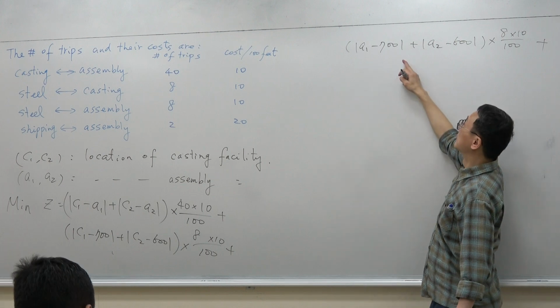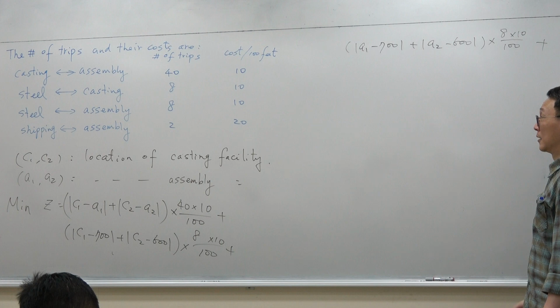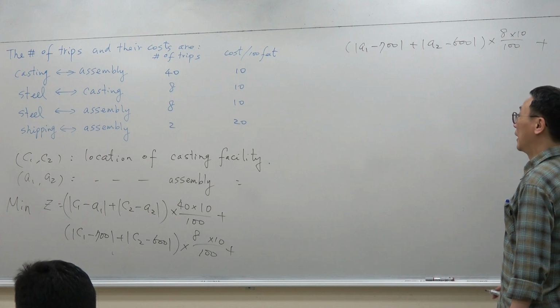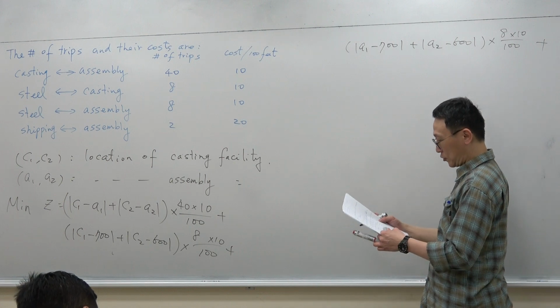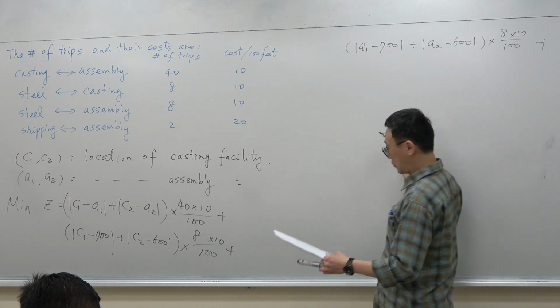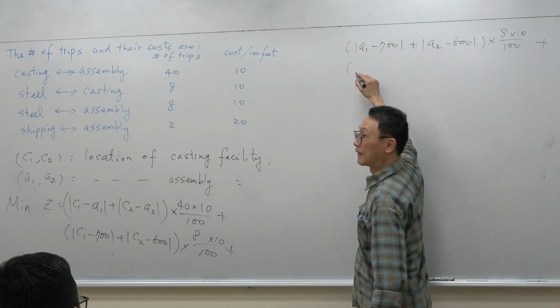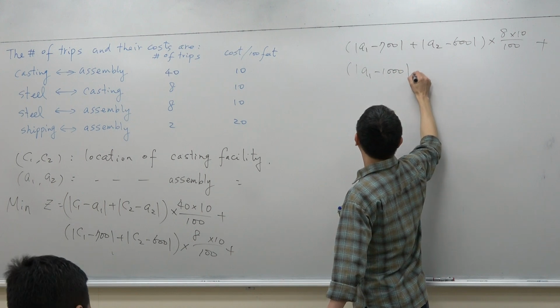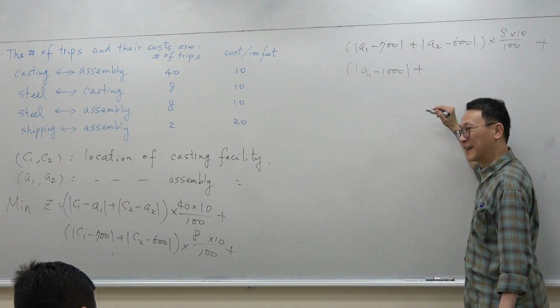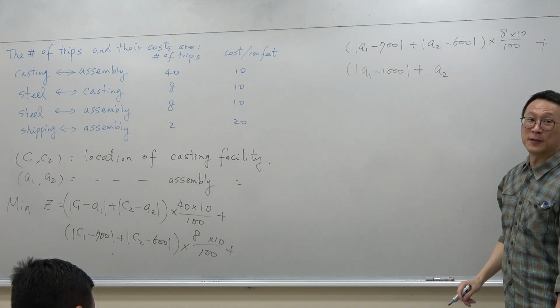That's an assembly, location of assembly, location of steel manufacturing. And then the final one is shipping and assembly. Shipping. Or can I calculate it? A1 minus A2. A2, right?